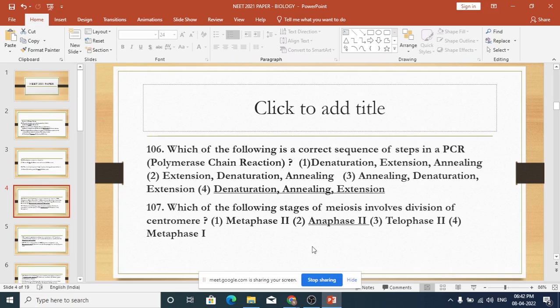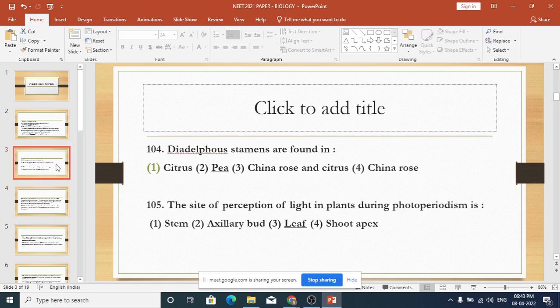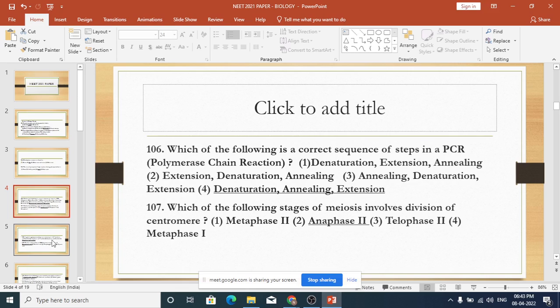So can somebody explain on this? Give some description about this subject. Which of the following stages of meiosis involves division of centromere? Anybody wants to talk on anaphase or meiosis division? Want to give some explanation on that? Kamalika, you want to say some words on this? Since it is a 11th standard portion, I think you can attempt. Okay. Maybe, like 104, 106 and 107 we have seen.